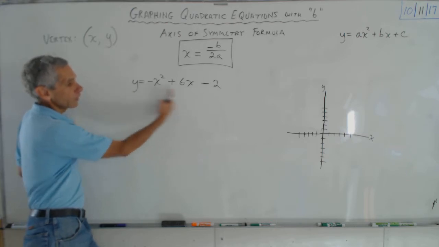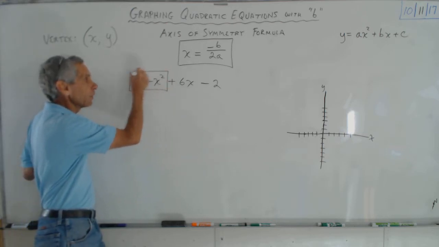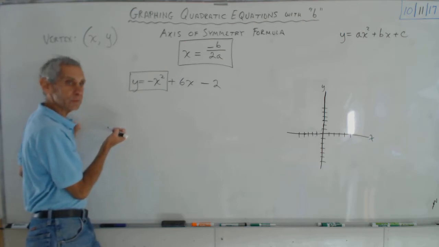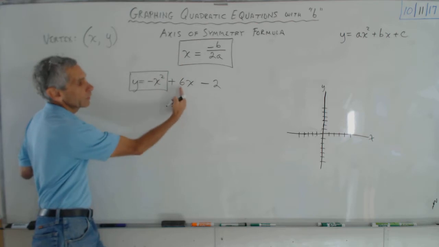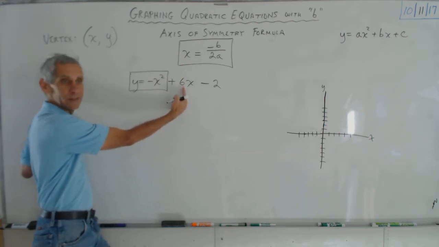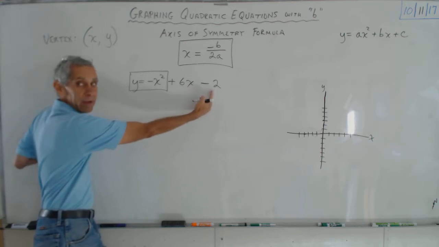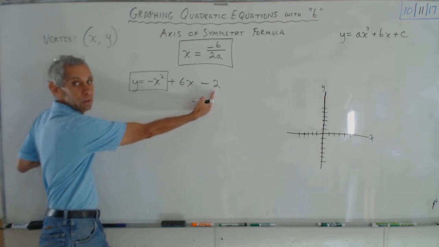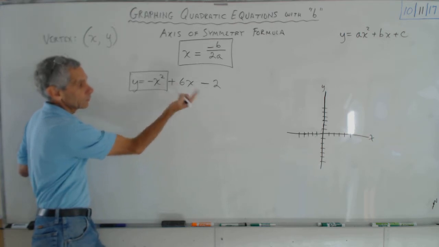Okay, so here's my equation. I see it's a sad face parabola. This y, it's standard parabola guy, sad, right? Now, I've got to figure it out though. So I've got to use my axis of symmetry. I see there's a b, so I know the vertex is not on the y-axis. I know it's hitting the y-axis at negative 2 somewhere, but that's not the vertex. The vertex is somewhere else.